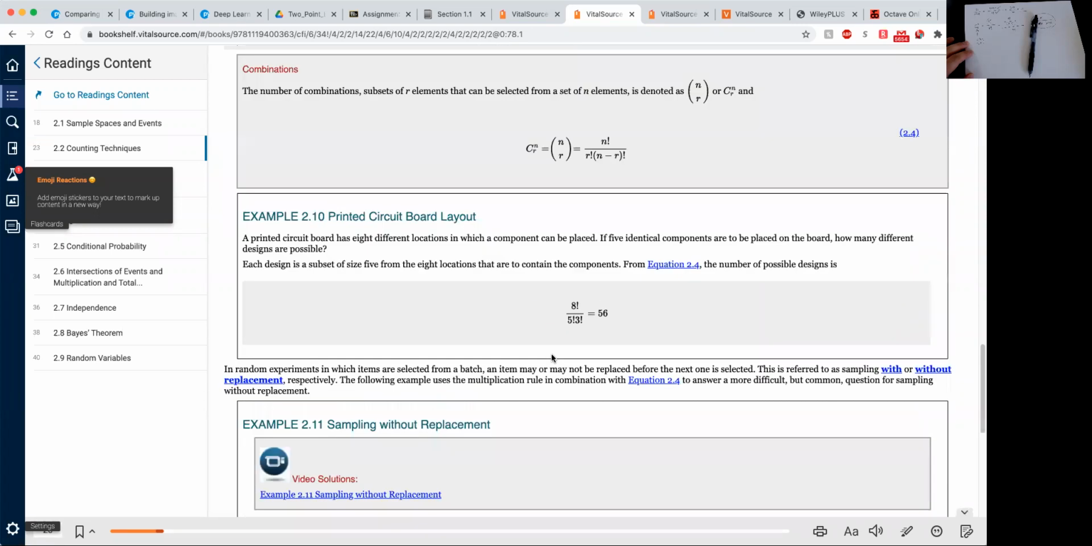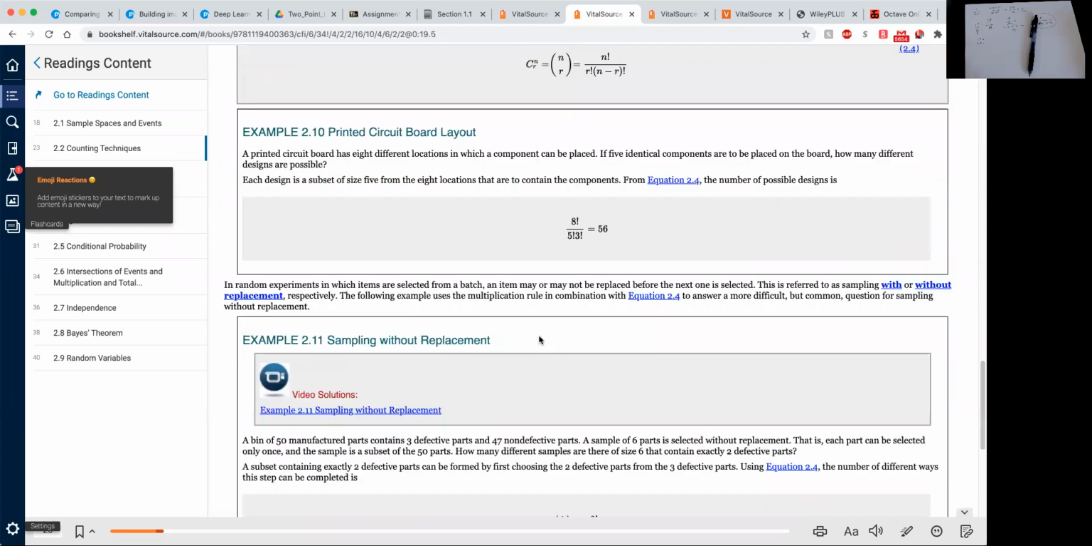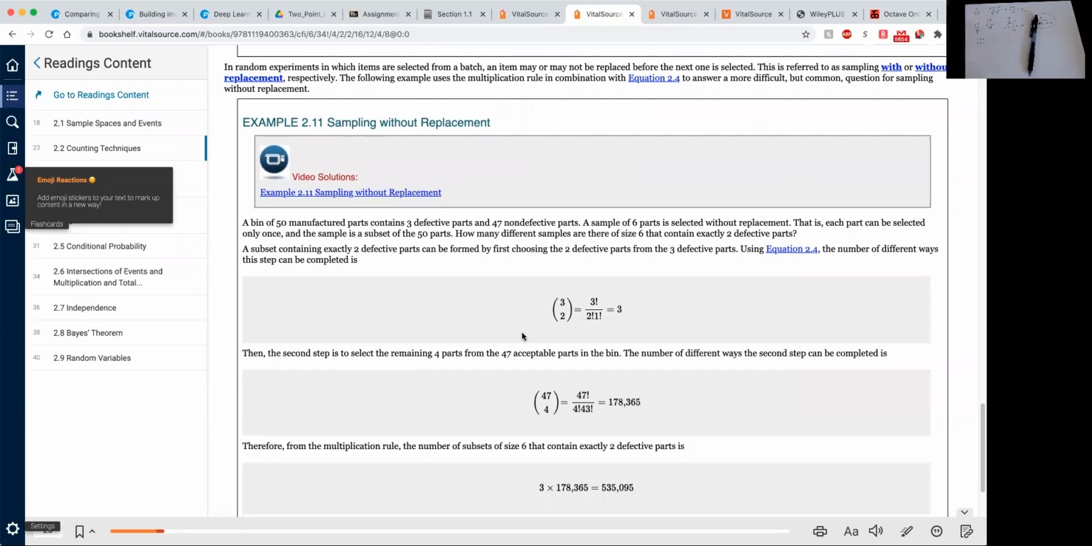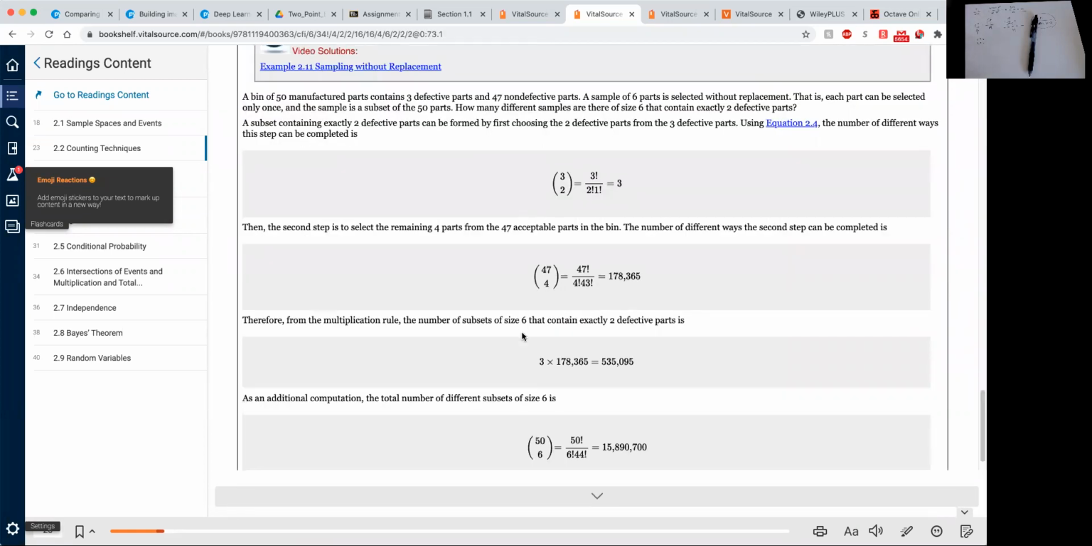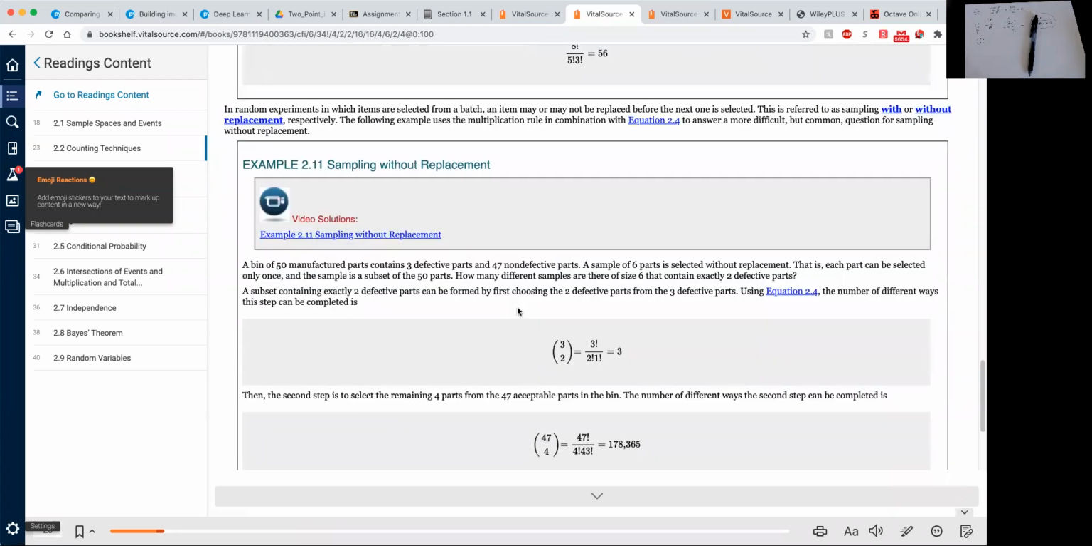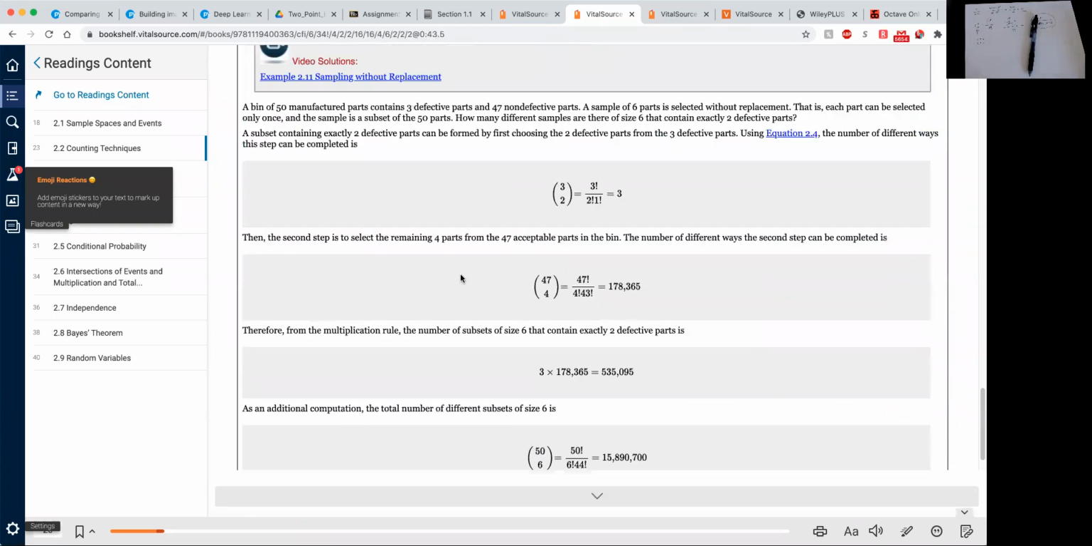So example 2.10 and 2.11. Please look at the examples by yourself. I just covered 2.1 and 2.2 in this video. Next time I'm going to cover 2.3 and 2.4. So let me stop here.